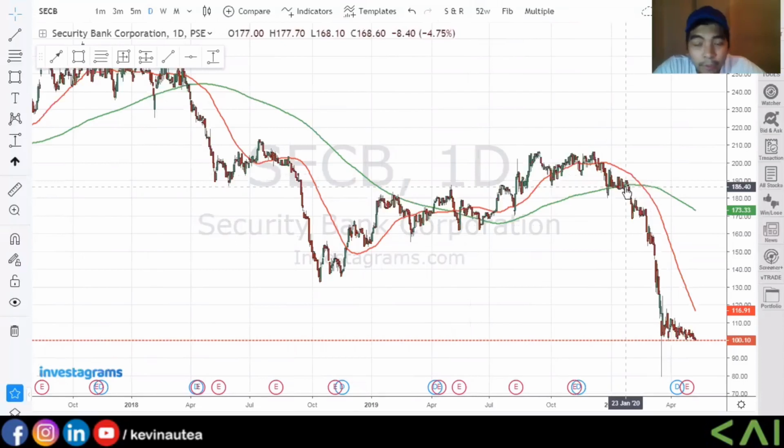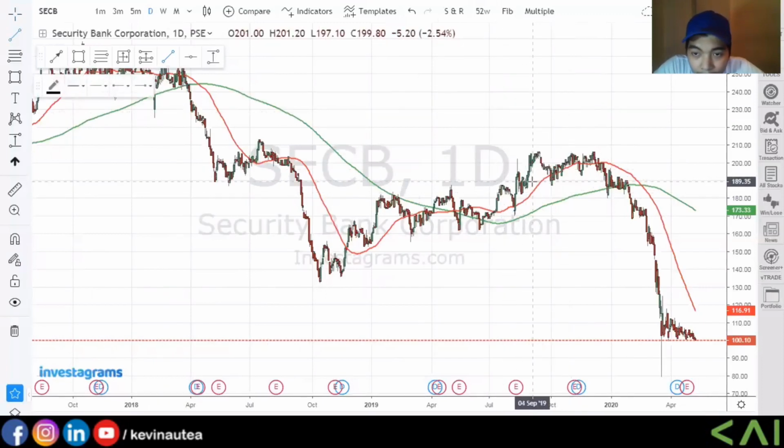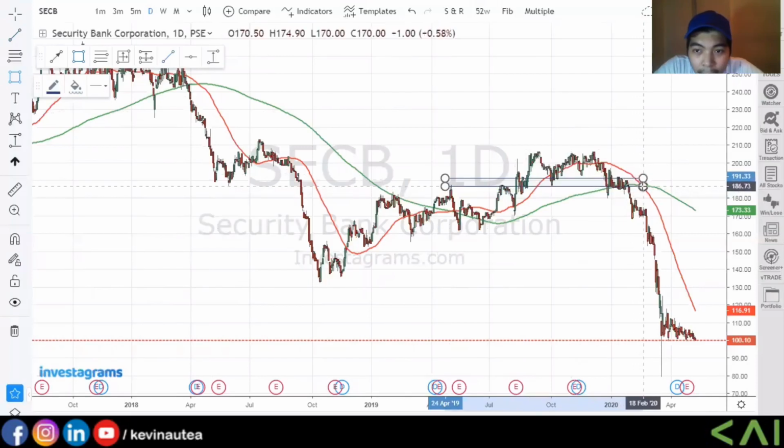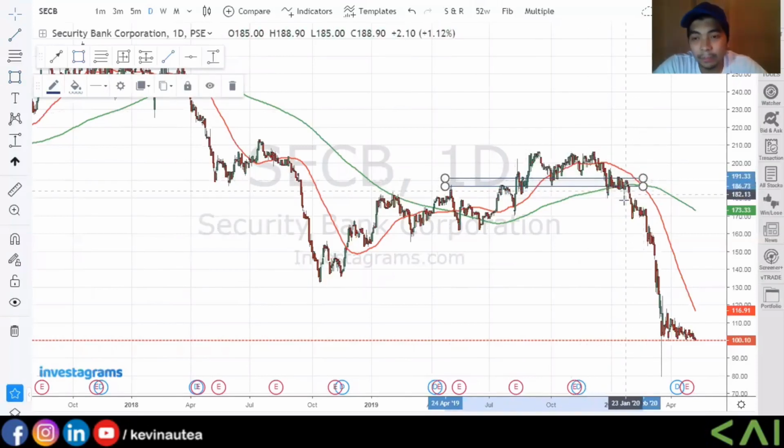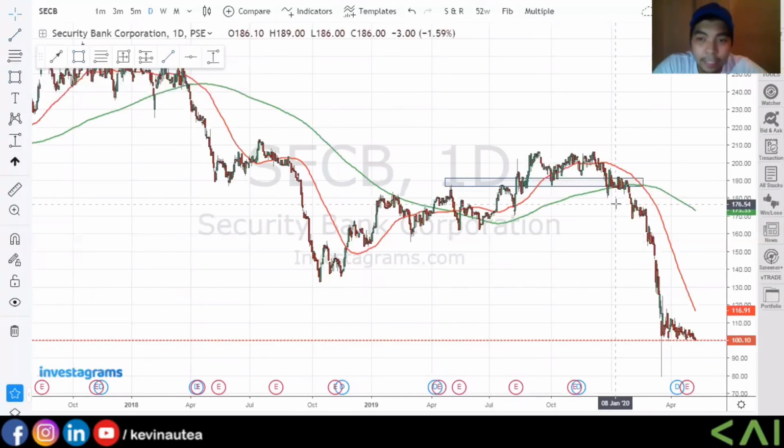Of course, maybe you are already selling at this area when the support level right here has already been broken. Maybe you're already selling at this point. Then maybe you're thinking that you will just sell a portion of your portfolio or your position. But looking at this one, maybe you are thinking of selling everything already. So it depends on your strategy.